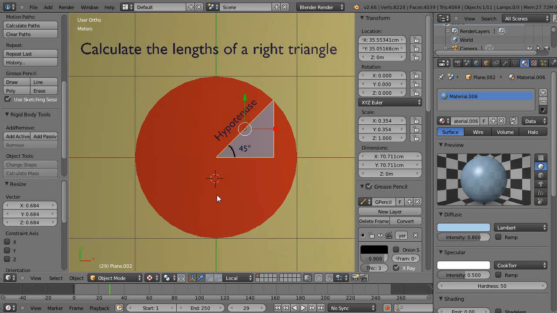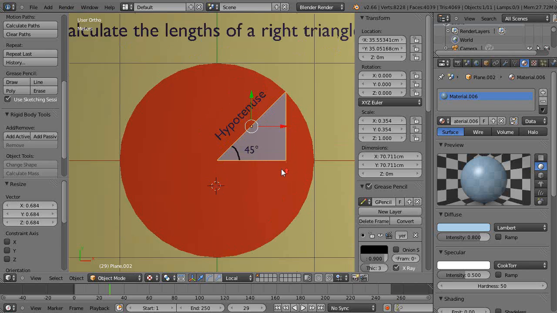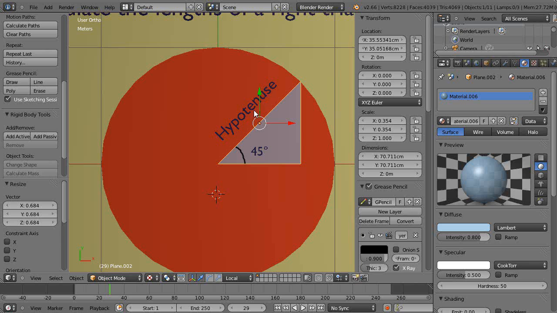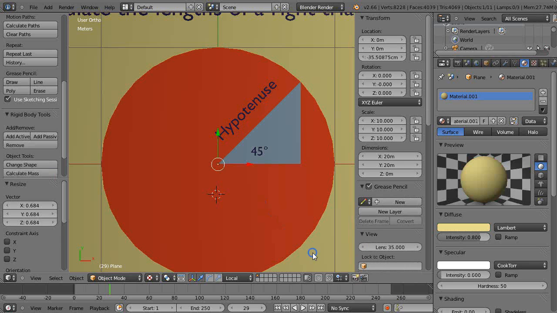Okay, in this tutorial we're going to take a look at the lengths of a right triangle, a right triangle being this triangle that has a 90-degree corner like this right here. There are formulas that allow us to find the lengths of this hypotenuse and these two edges right in here.